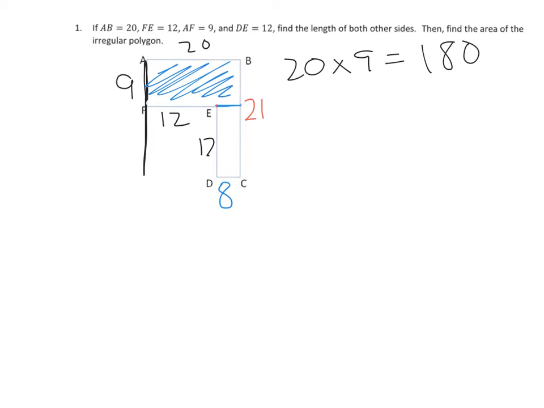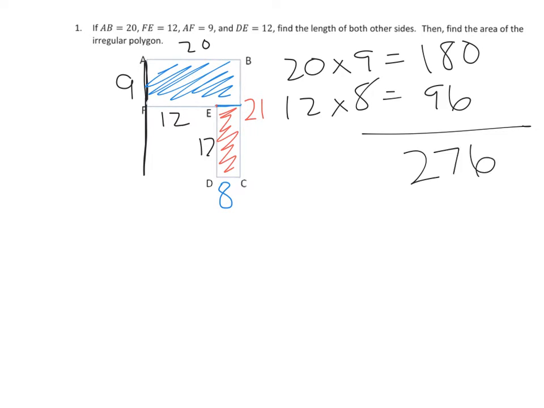To find the area of the red rectangle, you would do 12 times 8, length times width, and you'd get 96. And then you have to add those two together to get the area of the whole composite shape. So 180 plus 96 is 276. So that's our area for number 1. That's the answer you're looking for number 1.